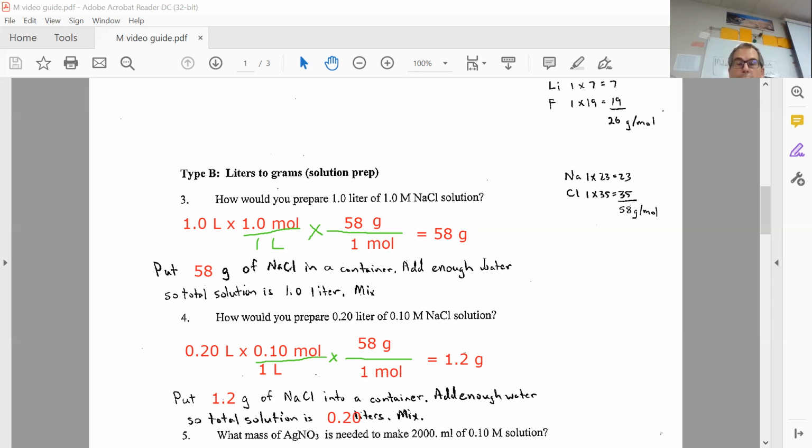Okay, so that is an example of a solution problem. Number 5, we'll show it on the key, but that's also an example if you just want to, even if you're not prepping a solution, I say, hey, I have this many liters, this molarity, how many grams do I need? You can solve a problem using this by multiplying these different pieces together.